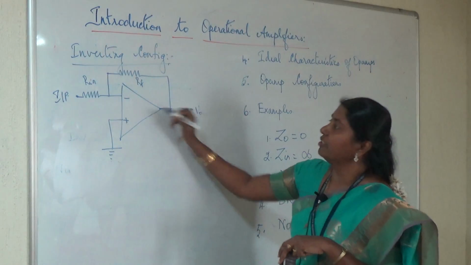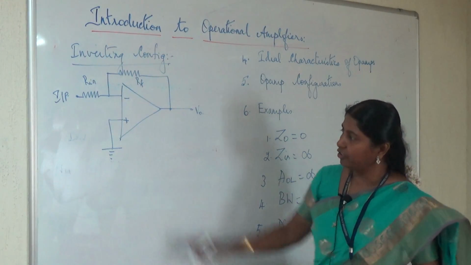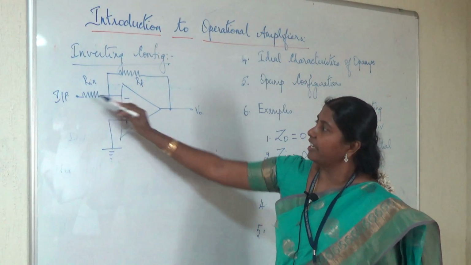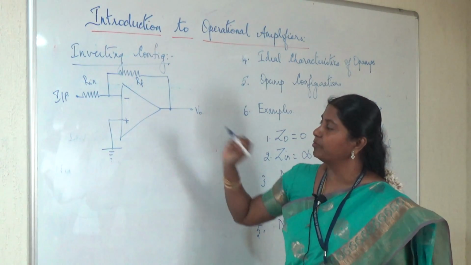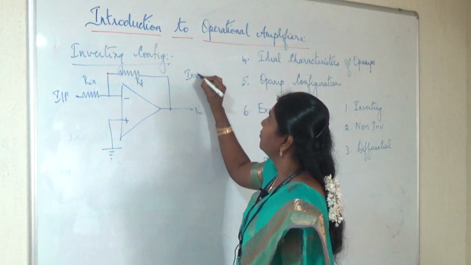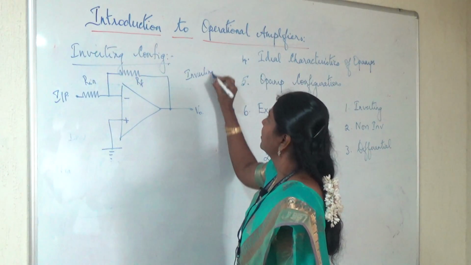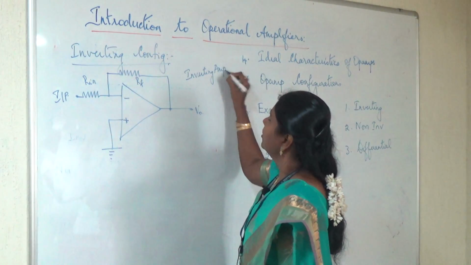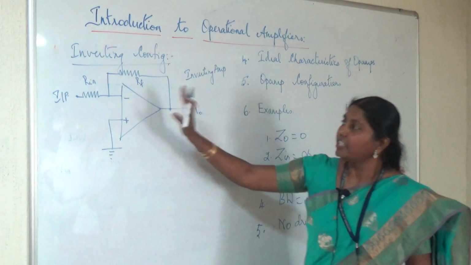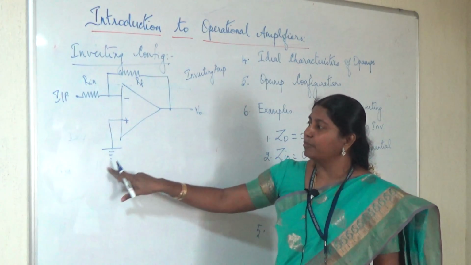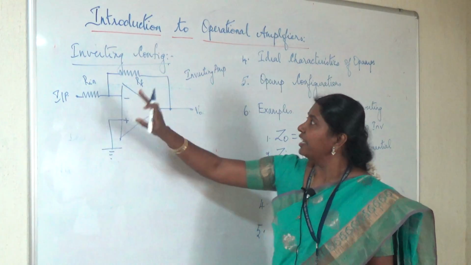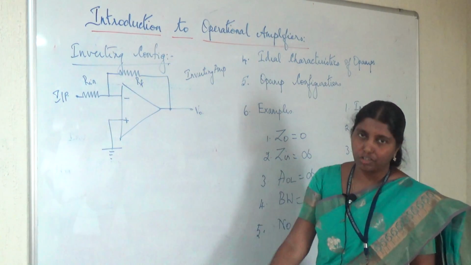So this configuration is called as inverting configuration wherein the non-inverting terminal is grounded and input is fed to the inverting terminal. So such a circuit is called as an inverting amplifier. So anywhere in linear integrated circuits, if the non-inverting terminal is grounded and if the input is fed to the inverting terminal, it will be called as inverting configuration.